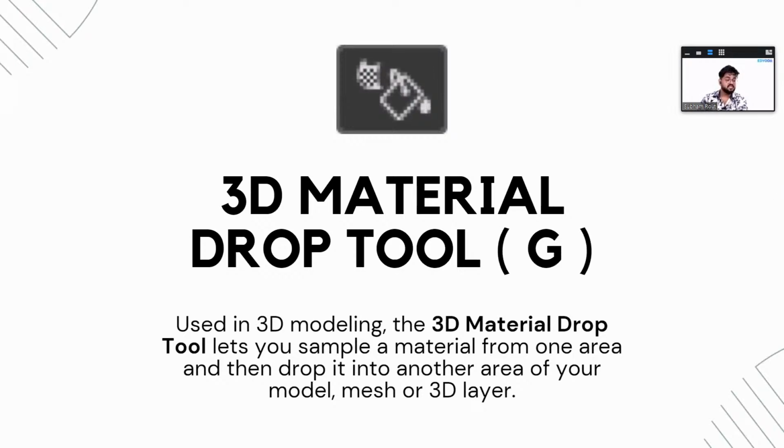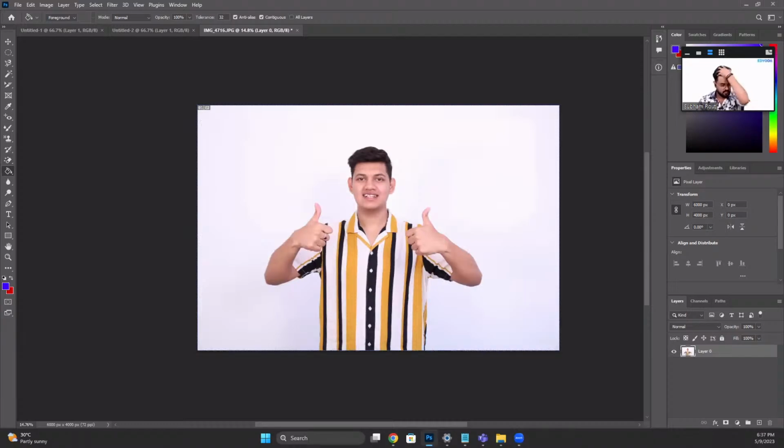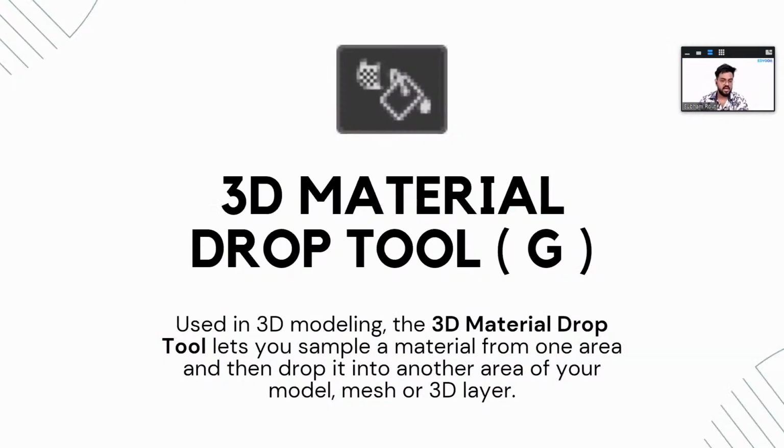Next we have is the 3D material drop tool. Now used in 3D modeling, the 3D material drop tool lets you sample a material from one area and then drop it into another area of your model, mesh, or 3D layer. Sorry, I don't have a 3D model, so I can't show you how it works, but you get the point.